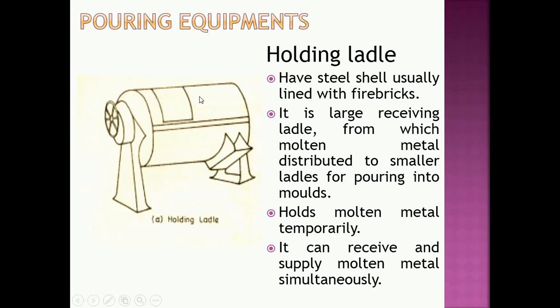A temporary reservoir of the molten metal is a holding ladle. It will store the metal on a temporary basis and it will supply metal to the small ladles. This is the holding ladle.